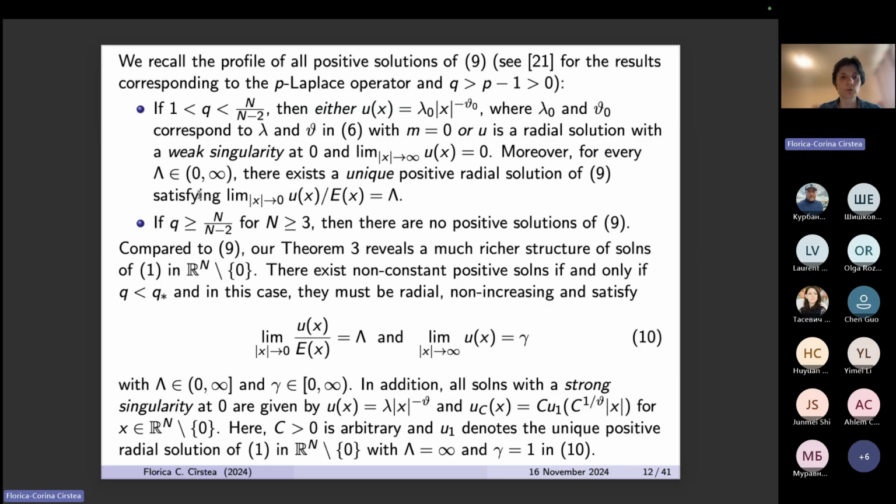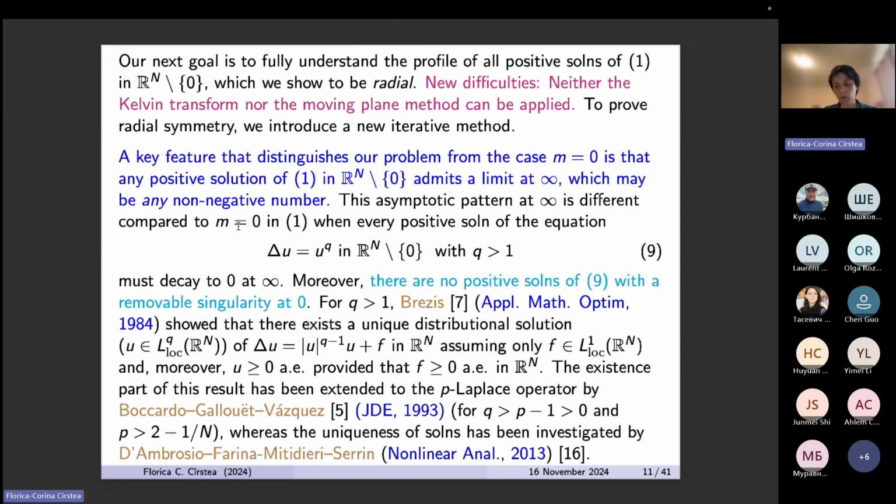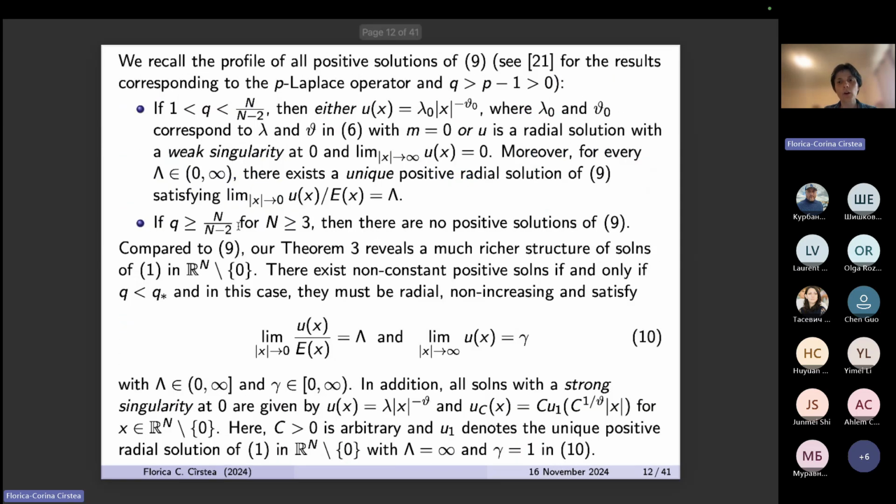u over the fundamental solution converges to this capital lambda. And if q is supercritical, greater than or equal to n over n minus 2, then there are no positive solutions of problem 9, the non-existence in Rn, for delta u equal u to the q. But now, if we compare to this problem, the structure of solutions in Rn minus 0 is more complex, more involved.